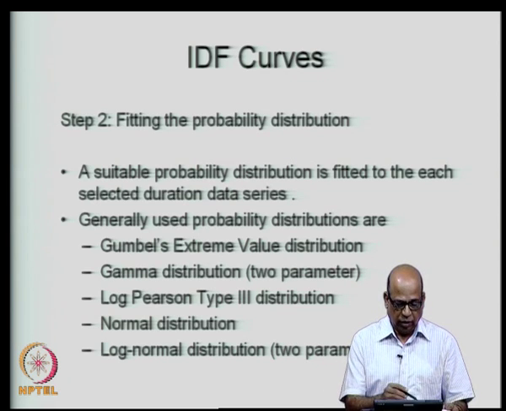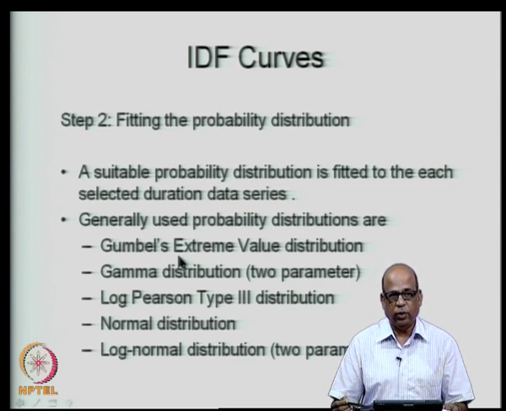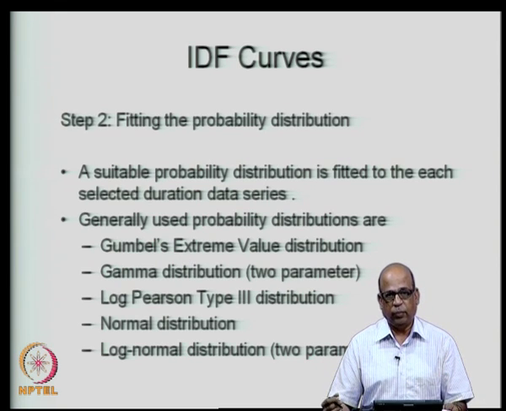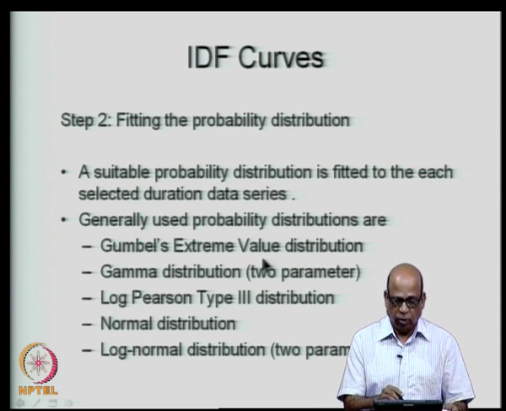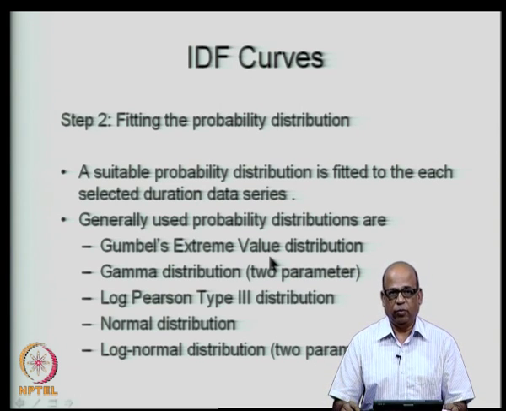But specifically we deal with Gumbel's extreme value type 1 distribution, or the 2 parameter gamma distribution, or the log Pearson type 3 distribution and so on. And the most commonly used distribution for constructing the IDF relationships is the extreme value type 1 distribution.